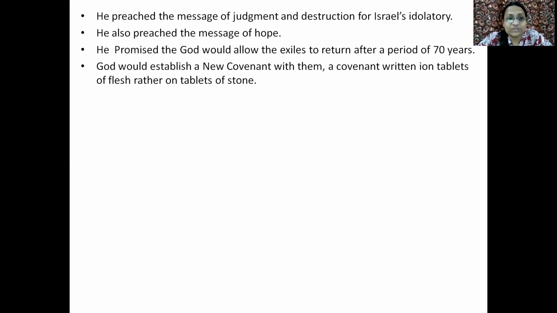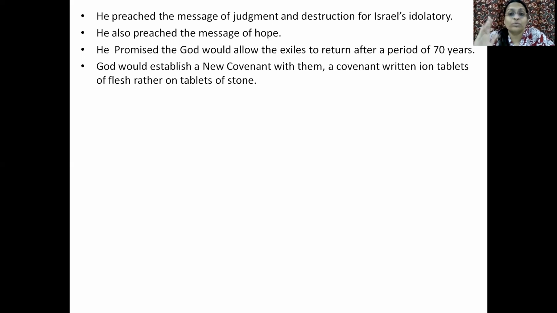Okay, next we'll move ahead, and we see his message. He preached the message of judgment and destruction for Israel's idolatry. He was so much against idolatry, and he preached about idolatry so much. The message was that because of the idolatry of Israel, God is condemning and taking the people into judgment. That's the main message, as we can see. He also preached the message of hope. He preached about their coming back after 70 years. He promised that God would allow the exiles to return after a period of 70 years. This is the only prophet.